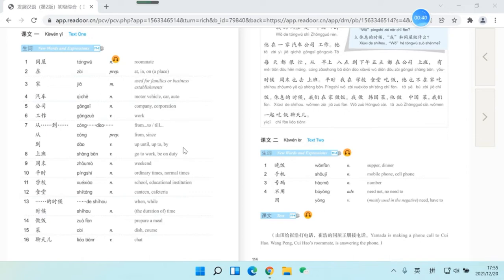Okay, let's make some phrases with this structure. How to say from 9 o'clock to 11 o'clock? In Chinese, we say 从九点到十一点. So from 9 o'clock to 11 o'clock. Let's make another example. How to say from school to home? From school till my home. In Chinese we say 从学校到家, so from school to home.